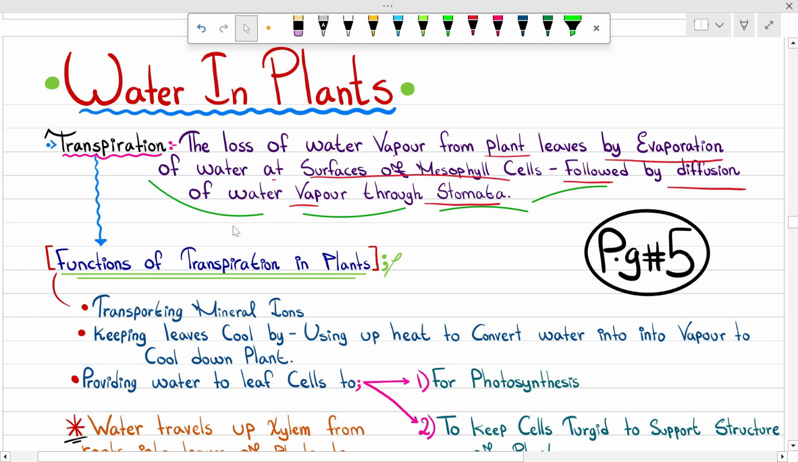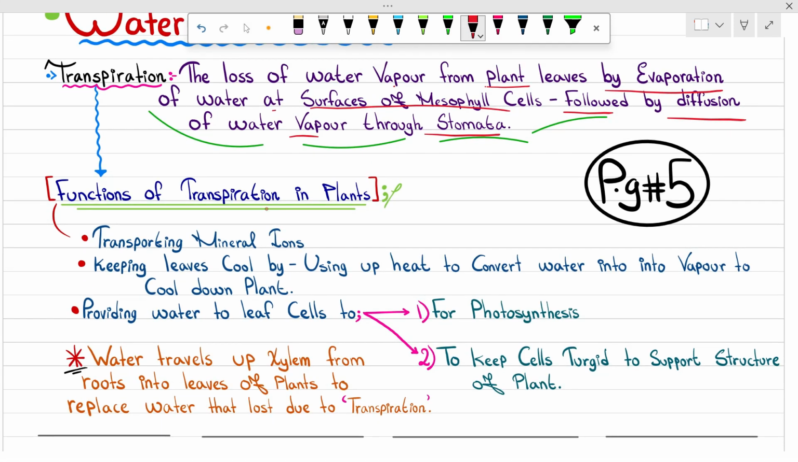Why do plants need transpiration? Plants need transpiration to transport mineral ions. They need to keep leaves cool by using up heat to convert water, H2O, into vapor and cool down the plant. The water they receive is going to be converted into vapor and cool down the plant, just like how humans sweat to cool themselves down.